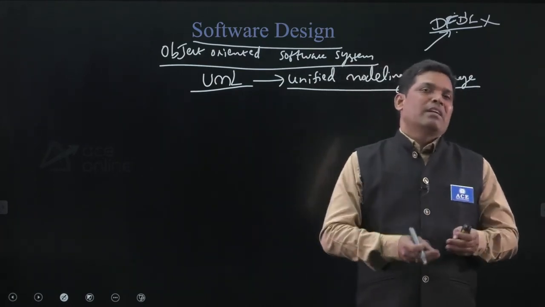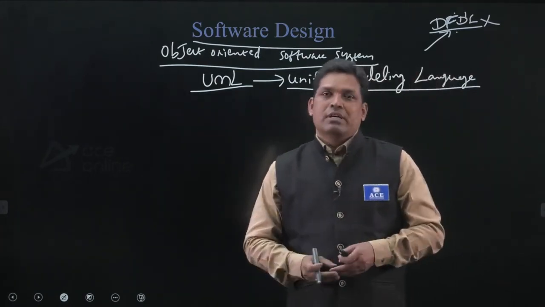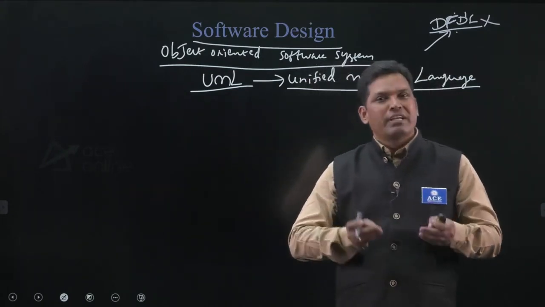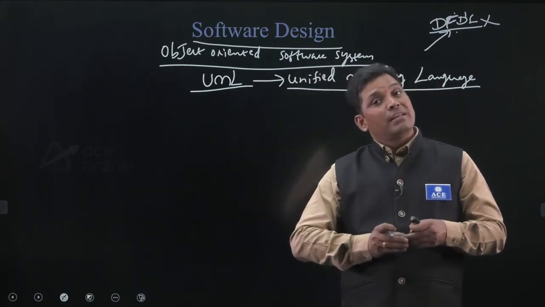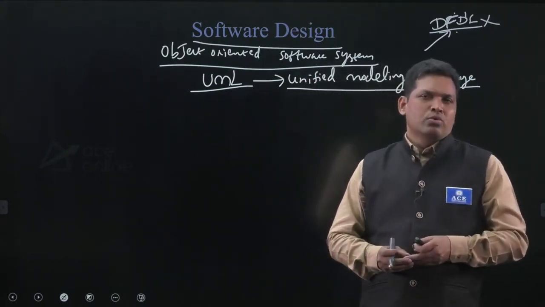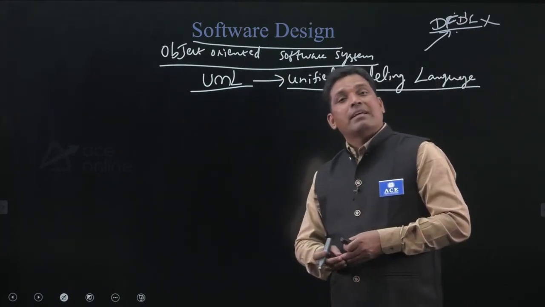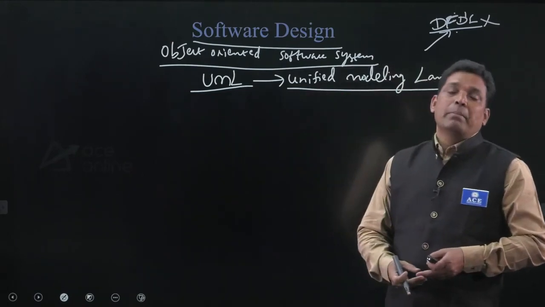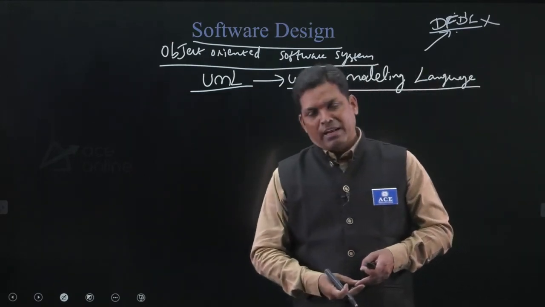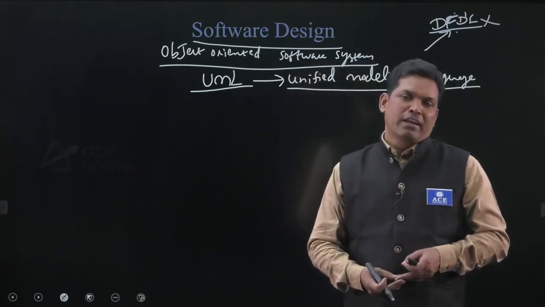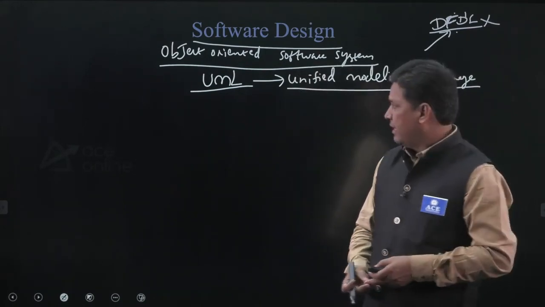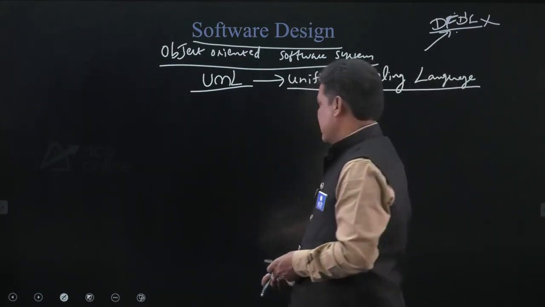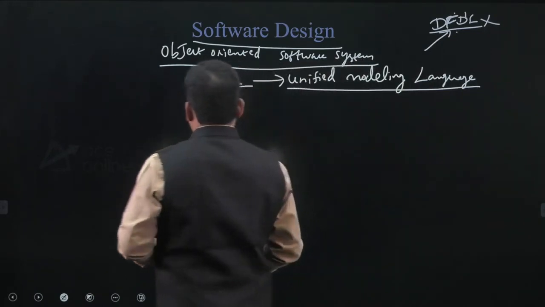The size of an object and class is very small, so the designers can easily design it and easily understand it. They can easily replace it and easily reuse it. These are all the advantages. That's why UML became popular for modeling of software systems. So about this UML we'll discuss.